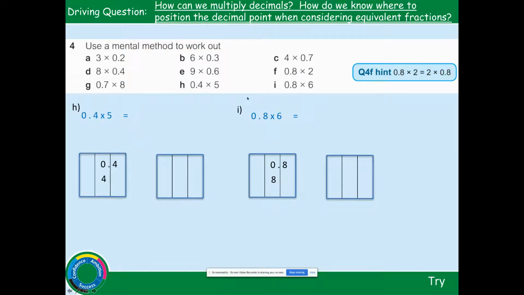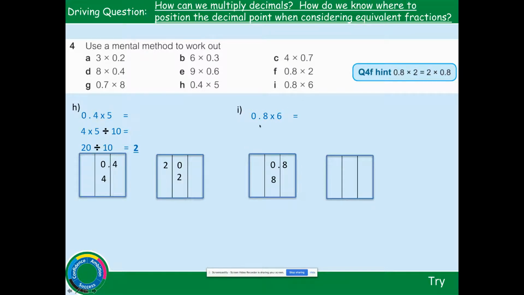H, 0.4 times 5. Multiply my 0.4 by 10. I get 4. Remember to divide by 10. So 4 times 5 is 20. Divide by 10. That 0, I don't need to bother because it doesn't change the value. Here's my decimals. 0 tenths doesn't change the value that it is still 2. Just 2.